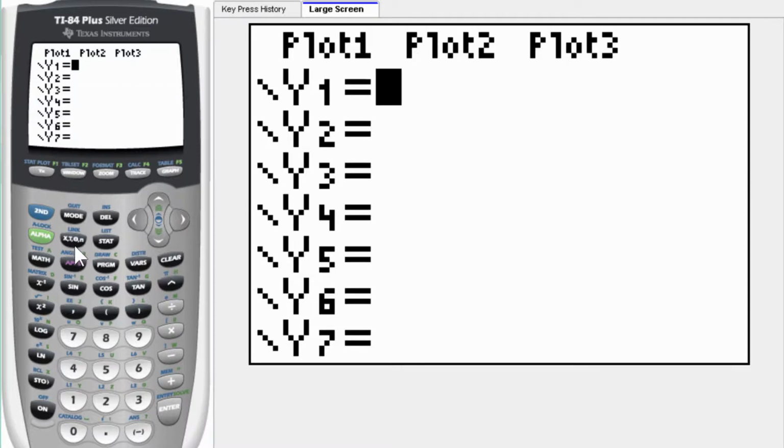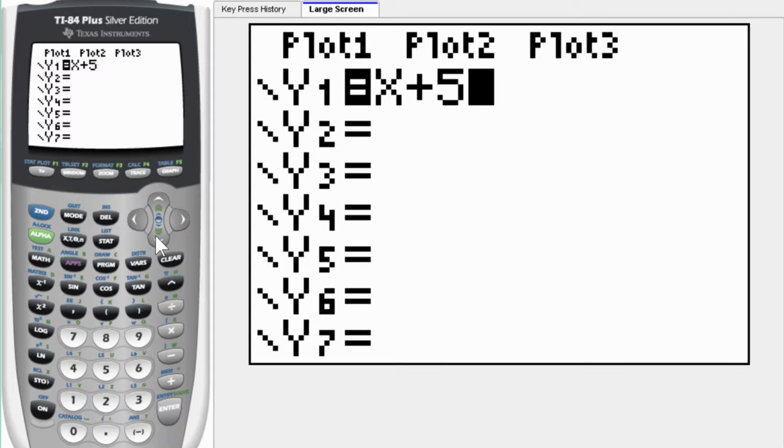So in y1, I'm going to use the equation y equals x plus 5. So I need to start by hitting the x key, the variable key, underneath the mode button, and then plus 5.